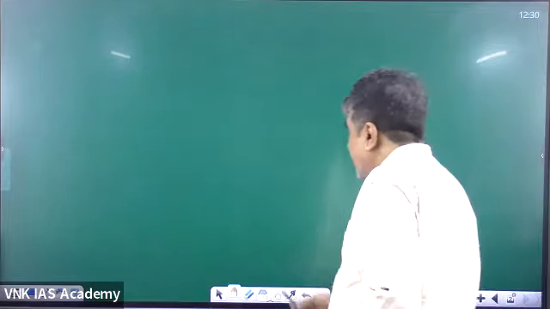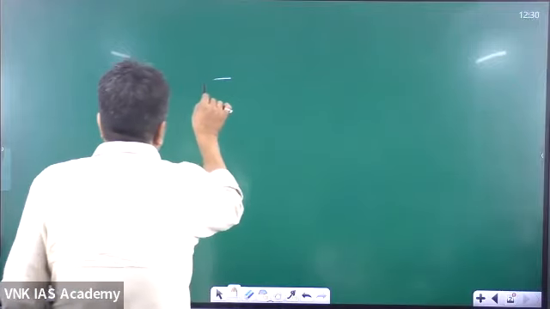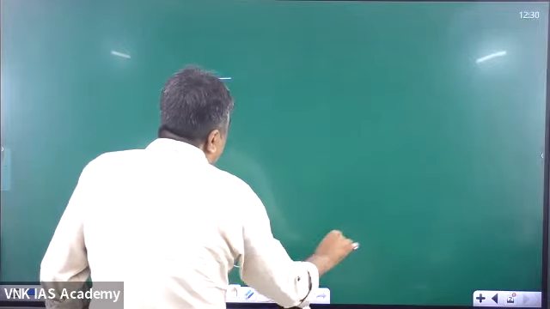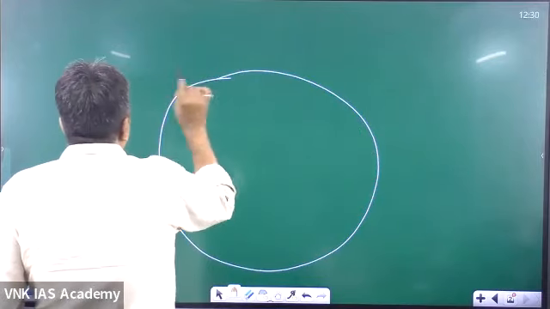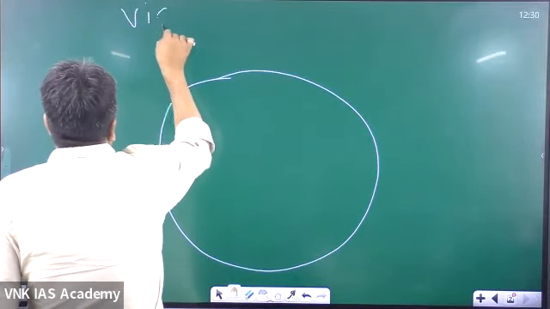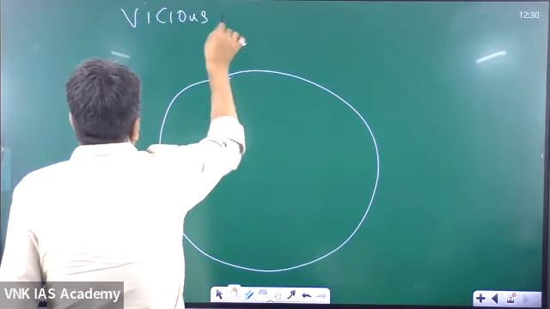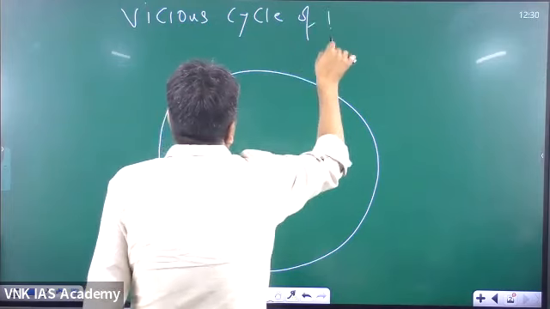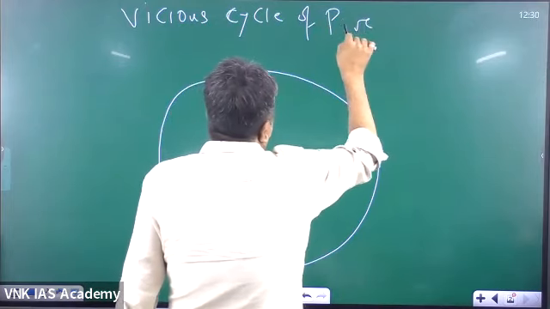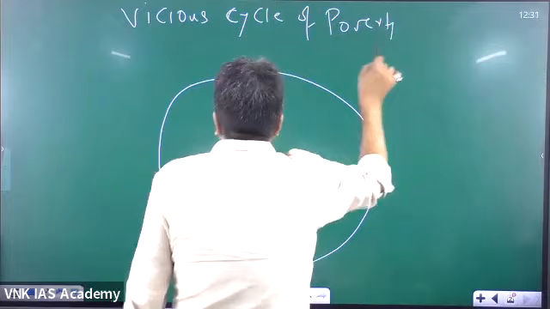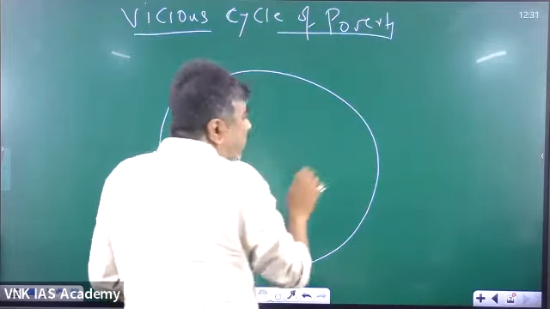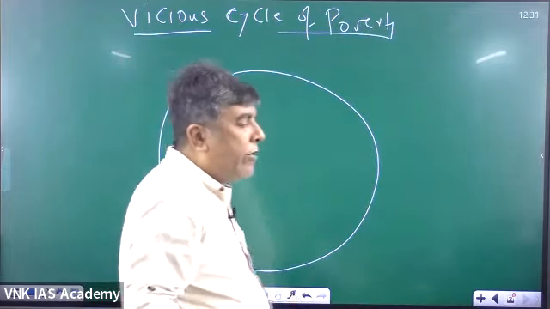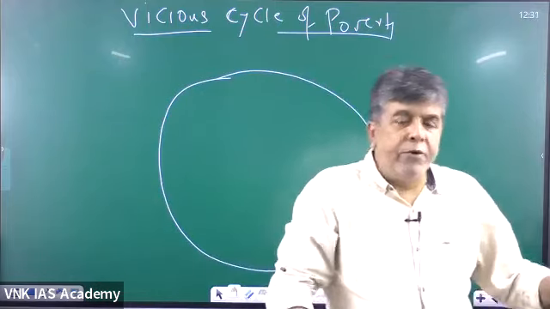So the problems of poor countries, including India, are very well shown with the help of a cycle or simply a circle. This is known as the vicious cycle of poverty. In a circle, there is no beginning point, no end point. Every point can be called the beginning point, and every point can be called the end point.